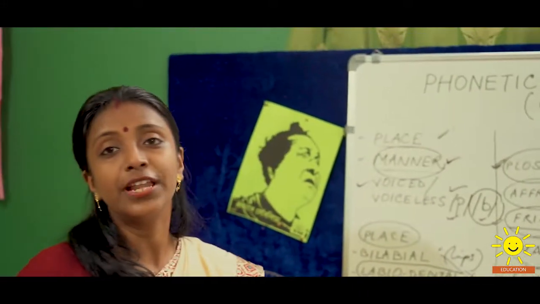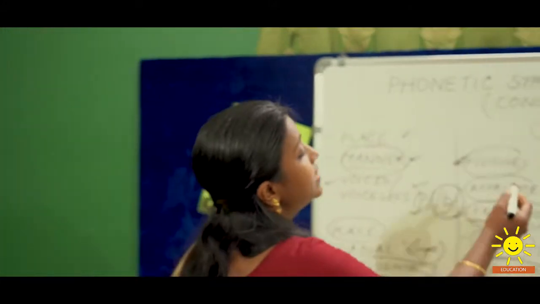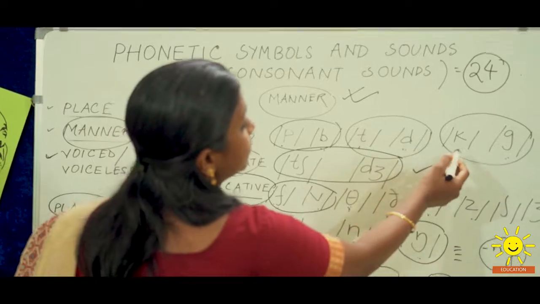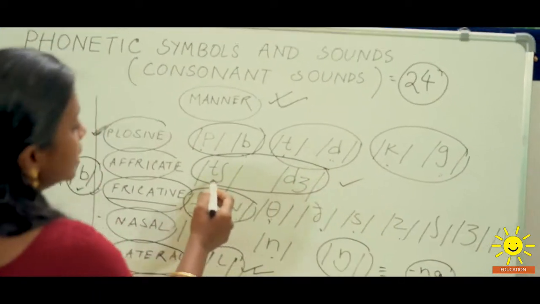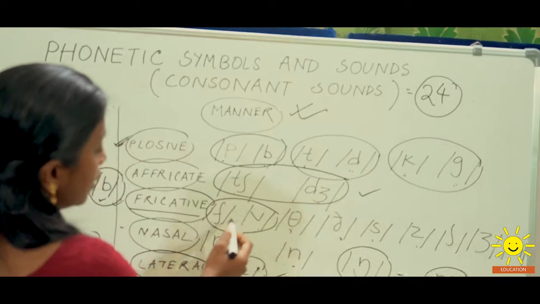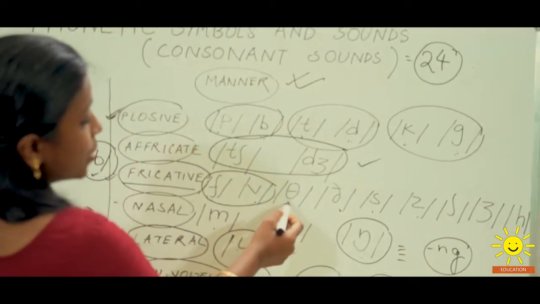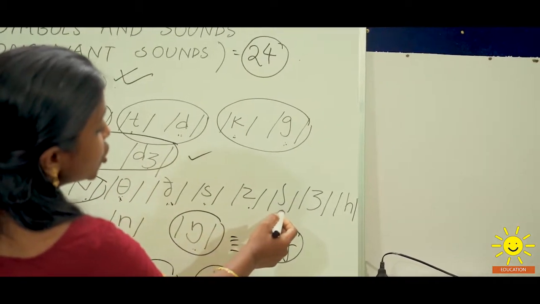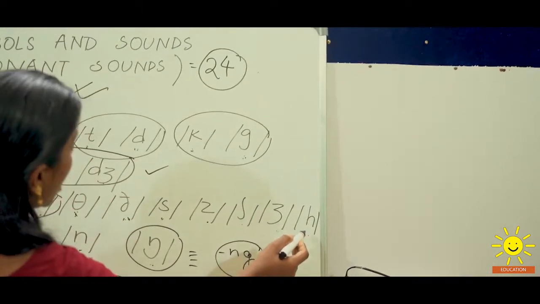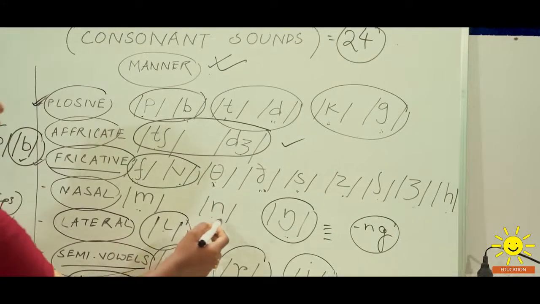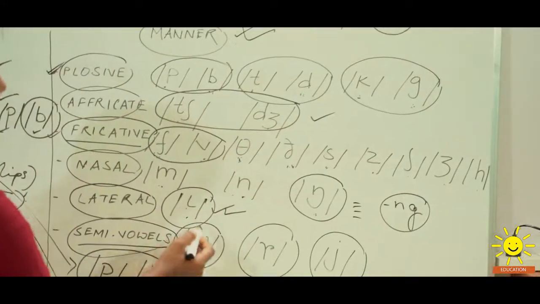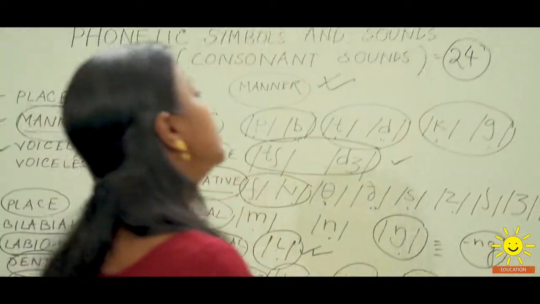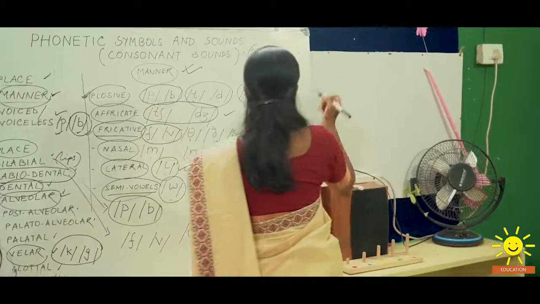The correct articulation, let me once again discuss: pa, ba, ta, da, ka, ga, cha, ja, fa, va, tha, dha, sa, za, sha, zha, ha, ma, na, nga, la, wa, ra, ya. So we are done with the 24 consonant sounds.